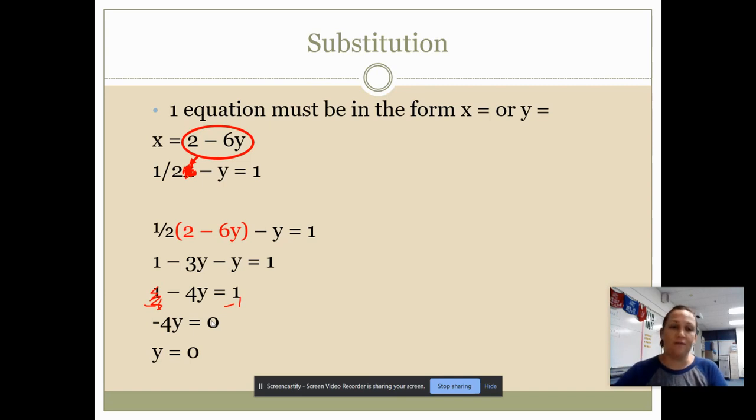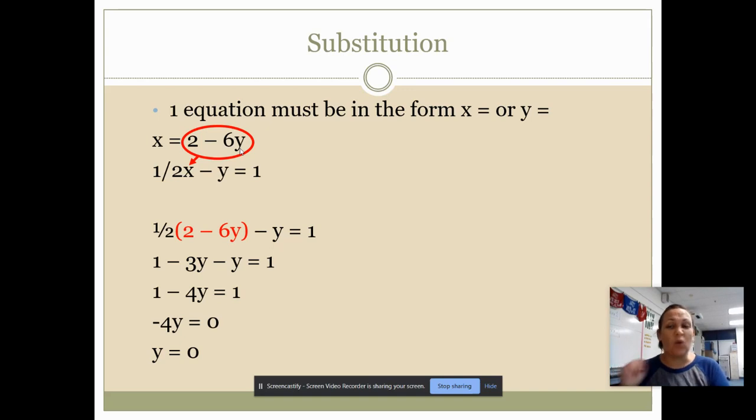To find the other half, to find what x equals, you're going to do substitution again. This time, you're going to take the y equals 0. You're going to substitute the number 0 into the letter y. Now, you could substitute the 0 into this y down here, or you could substitute the 0 into this y up here. And honestly, it does not matter. You plug it into whatever equation you want to. Okay, you'll get the same answer either way.